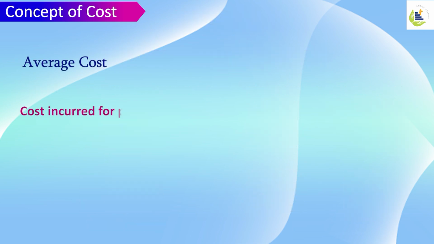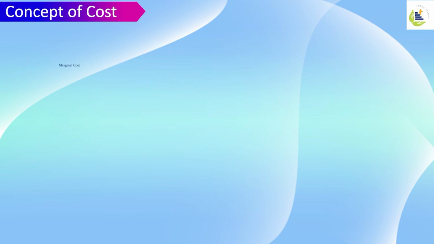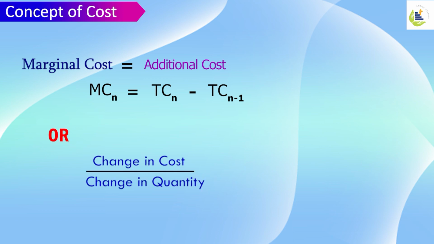Average cost is the per unit cost of production of a commodity. Mathematically, it's total cost over total quantity. Marginal cost, as the name suggests, is margin, which means extra. So whatever extra is required for production of one extra unit is called marginal cost. Mathematically, we can see it in two ways. One is total cost of production of n units minus total cost of production of n minus 1 units, which gives you marginal cost for 1 unit, or change in total cost over change in quantity produced will give you marginal cost.